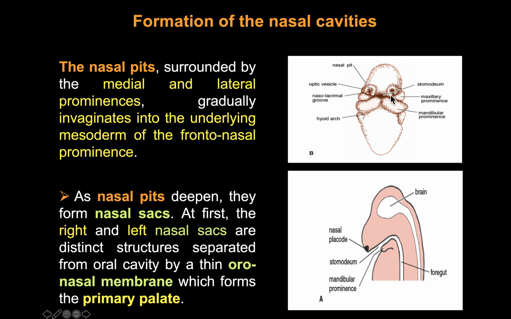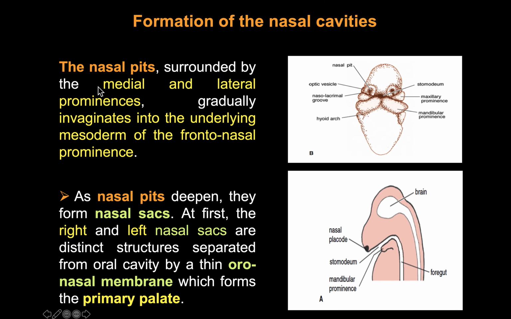So as I said, this is the area of the horseshoe. We have the lateral and we have the medial prominence of the nasal area, okay, and we have here in the middle the nasal pits, okay, and we can see this horseshoe structure result due to the proliferation of the mesenchymal tissue, okay.